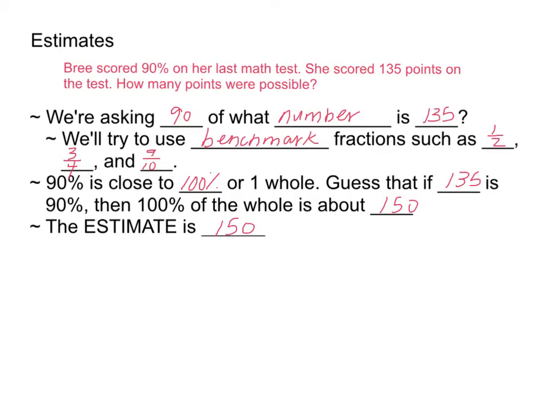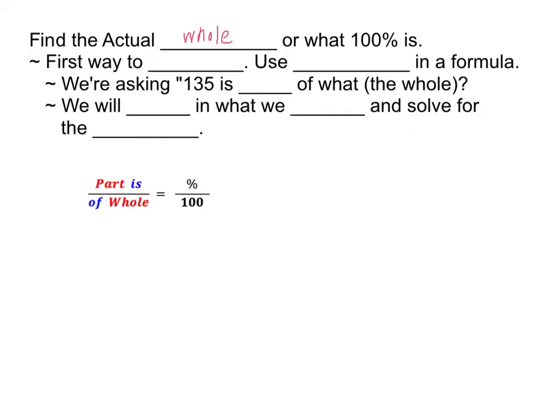Could I have estimated to a different number? Of course, because estimates are your best guess. Now we're going to find the actual whole, or what 100% is. Our first way to solve, we said, was to use proportions in a formula. So we're asking 135 is 90% of what?